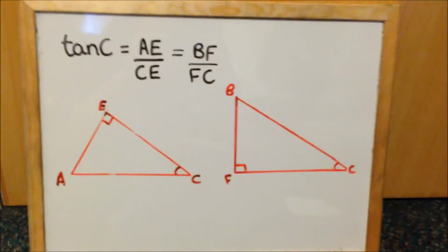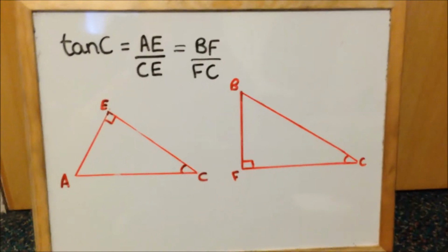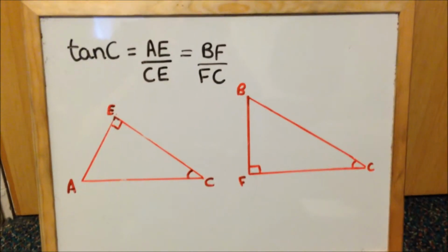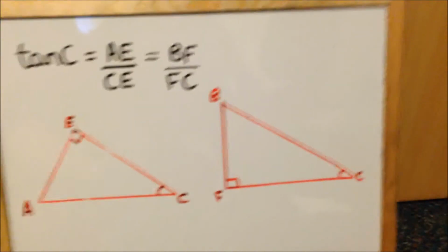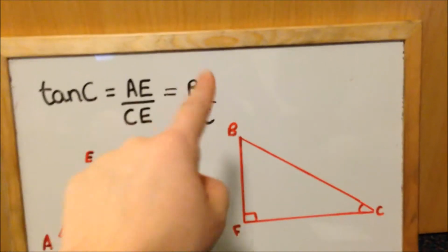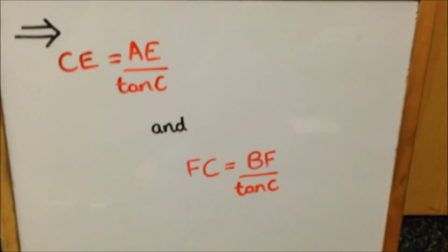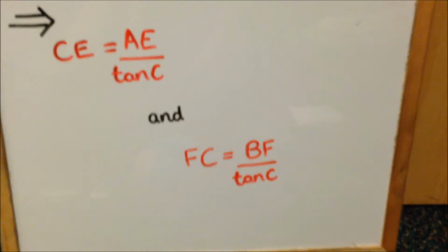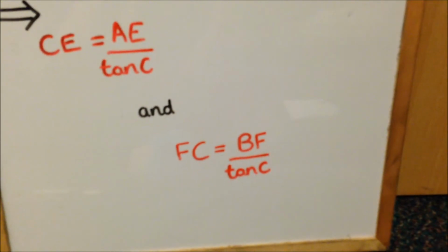For the final angle C, using the perpendicular bisector method to find right-angled triangles, you can see that tan C equals AE over CE, or BF over FC. This gives us that CE equals AE over tan C and FC equals BF over tan C.